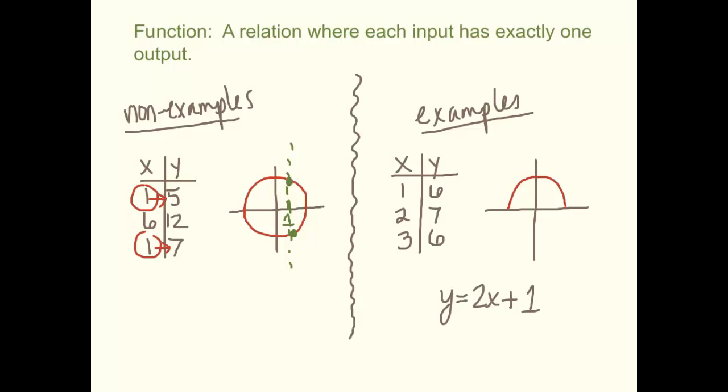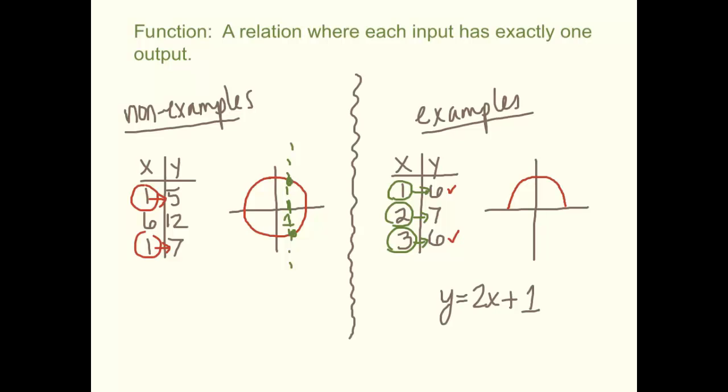In the first table that I've given you, this is a function. Notice, the number 1, this input, only goes to one output. 2 only goes to one output, and 3 only goes to one output. Notice it's okay that I have 2 of the same Y values. I just can't have 2 of the same X values going to 2 separate Y values.